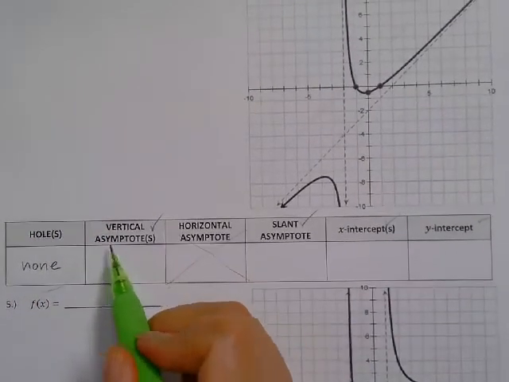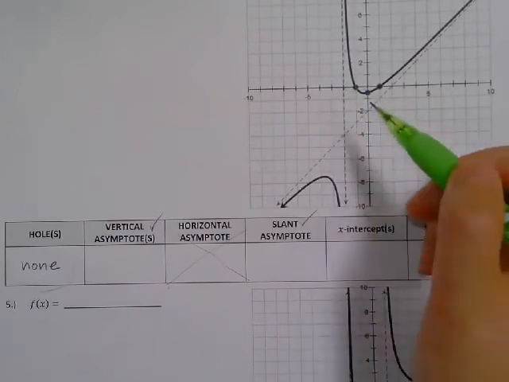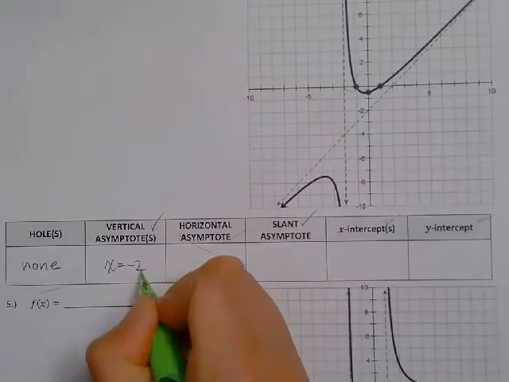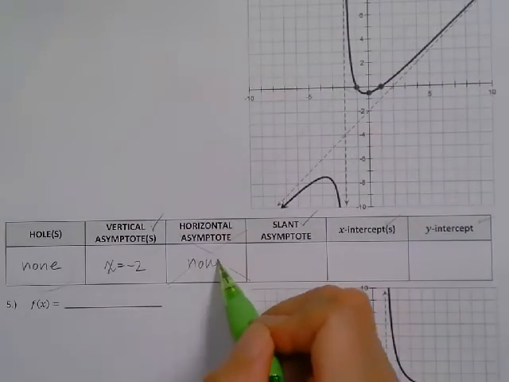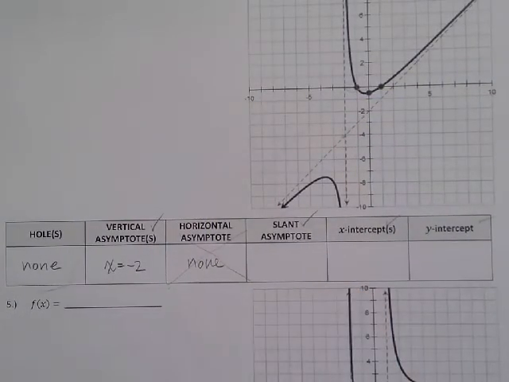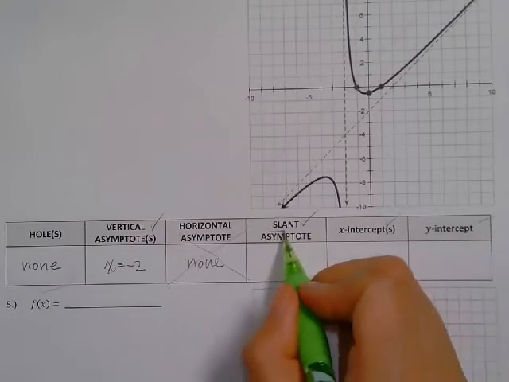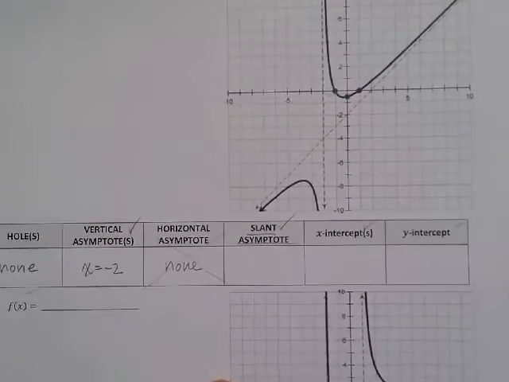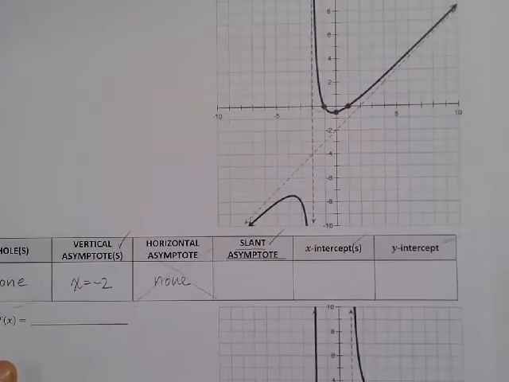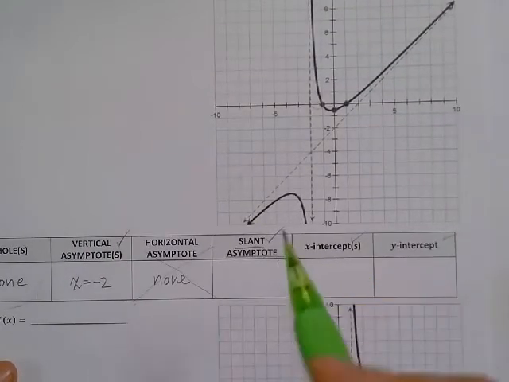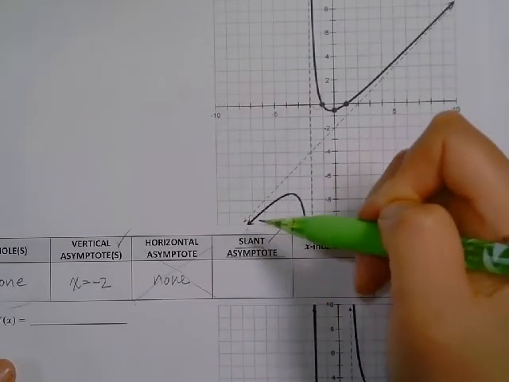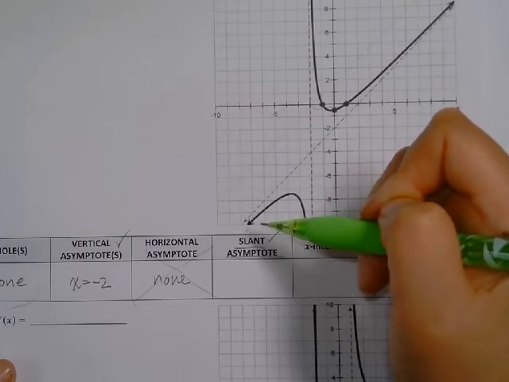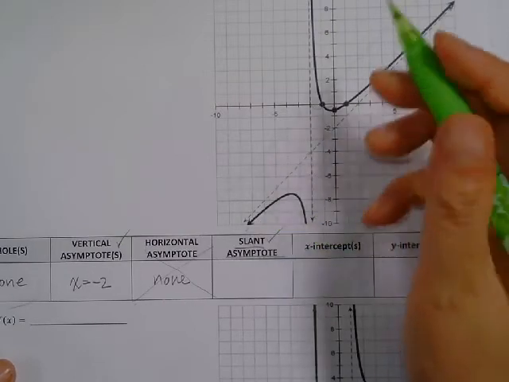Vertical asymptote where? It's 2 units to the left, so where x is -2. But I only have one vertical asymptote. I don't have any horizontal asymptote, but I do have an official slant asymptote. So then, let's figure out the linear equation of the slant straight line here. First, the y-intercept? It'd be x minus 2.